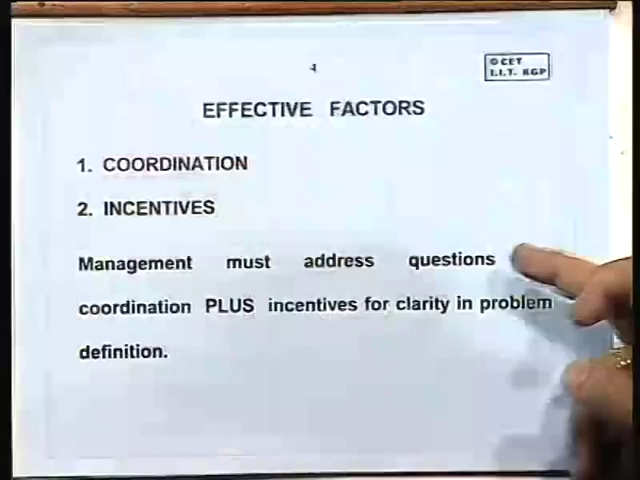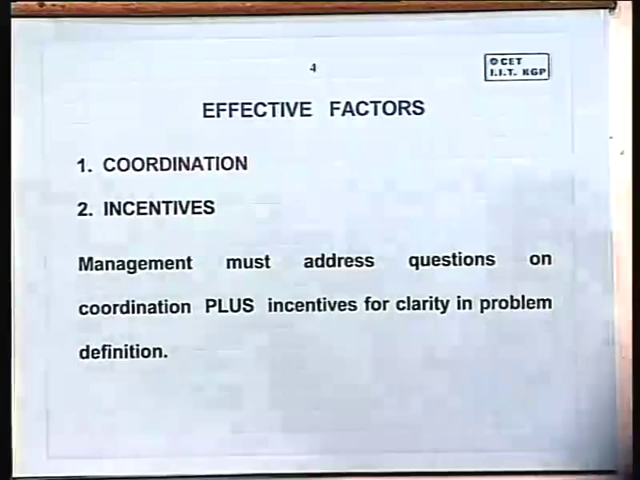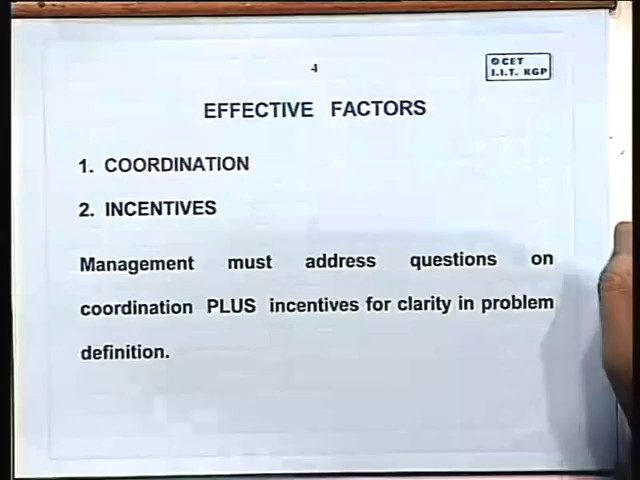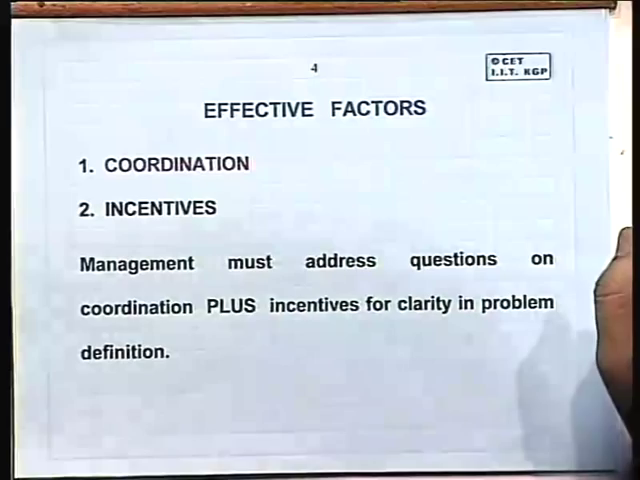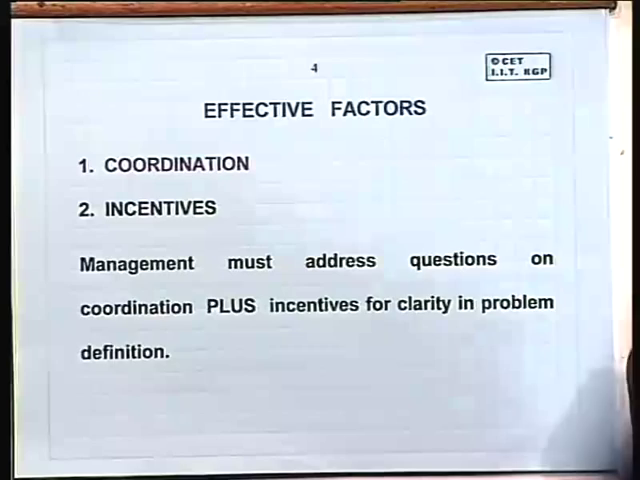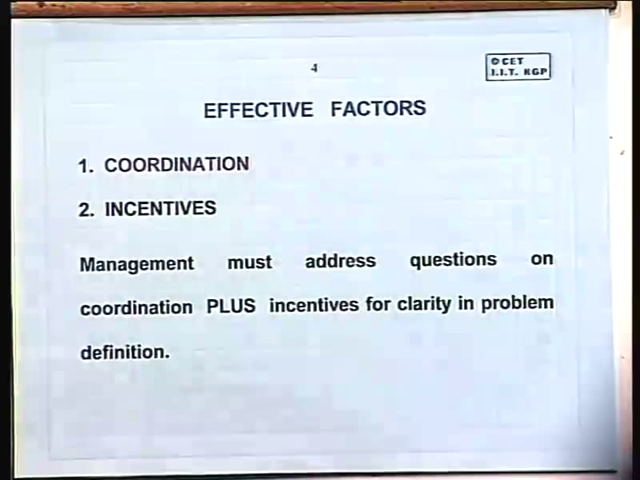Effective factors we are calling, coordination and incentives. Management must address questions on coordination plus incentives for clarity in problem definition. What does this mean? It means when you go and study a company, you are trying to diagnose the company with a view to finding out whether the way the company is designed, in terms of its structure, in terms of its systems and procedures, and what is the culture of training. When you look at that, you have to ask some questions in order to diagnose, and the questions are all pertaining to finding out whether there is any problem which is existing.